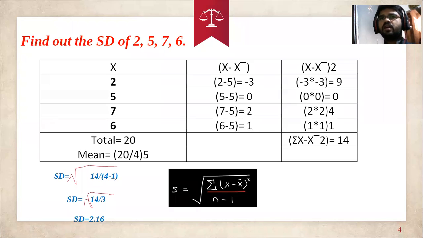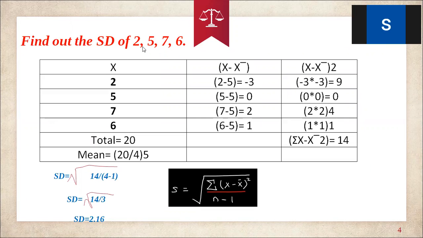It's a small sample, sir, only because I have collected data from just 4 students. For example, their internal marks: 2, 5, 7, 6. Very good. Since it is a small sample, we need to follow this formula: S is equal to the square root of the summation of (x minus x bar) whole square divided by n minus 1. You can remember this formula.